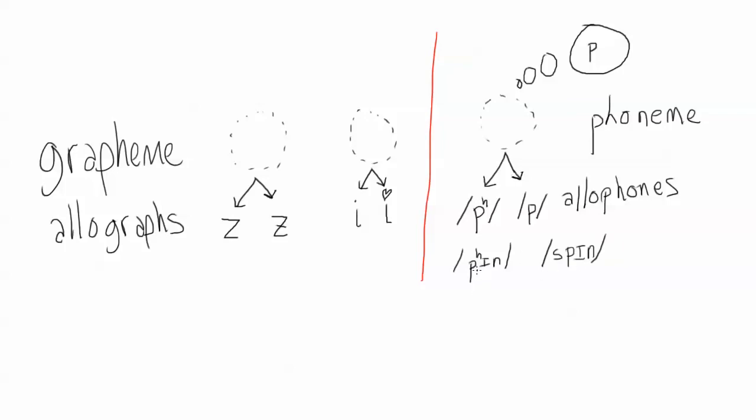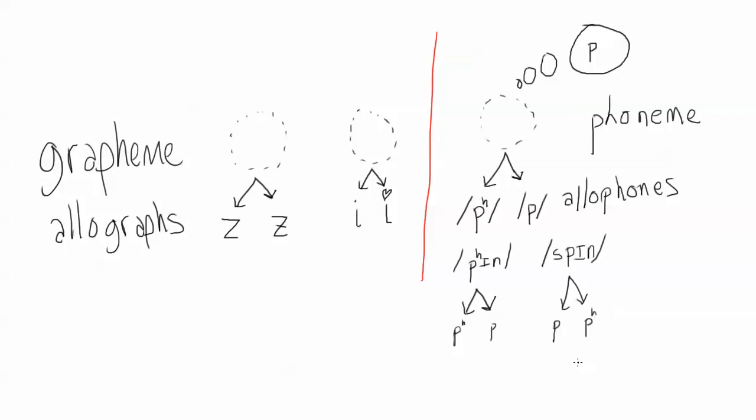But the P in pin is not a different P than the P in spin as far as English speakers are concerned. You could produce the P in pin either way. You could produce it with aspiration, or you could produce it without aspiration. It wouldn't really make a difference. In the same way that you could produce the P in spin without aspiration as it is naturally, or with aspiration, it would still be perceived that way. And you can sort of try that.